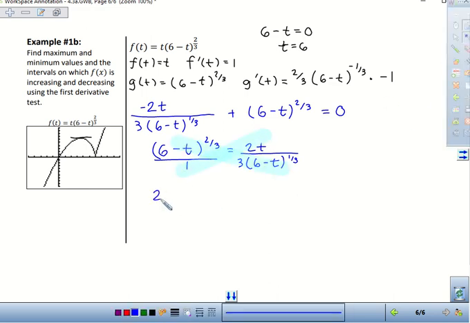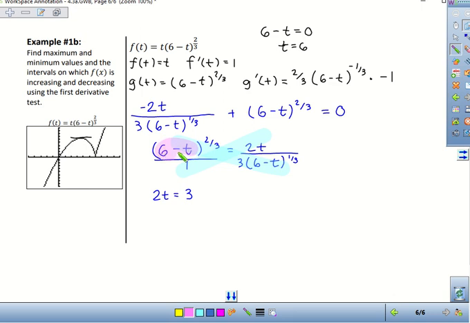So this gives me 2t equals 3 times. Now here's where we have to use our knowledge of algebra. What do you notice about the base of both of these things that have the exponent? They're the same, right? Yeah, the base is the same. So what do we do with these exponents, anytime you have the same base?